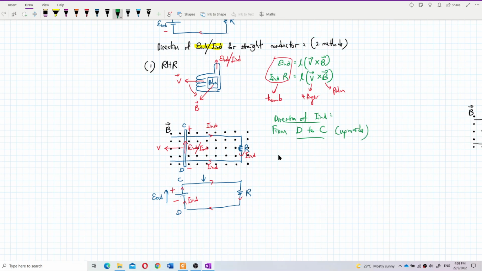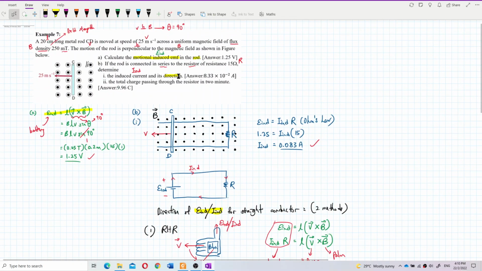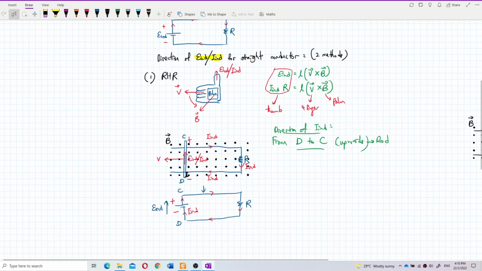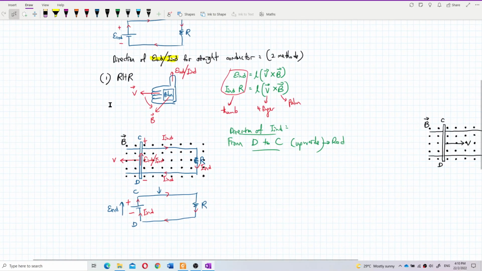For the rod, it is upwards. But for the resistor, it's downward. So it's a different thing. For the rod, it is upwards from D to C, but for the resistor, it's downward. So you need to check the question. Does it say the direction of current in the resistor, or the direction of current in the rod DC? If in the rod DC, the direction of current is upward. But in the resistor, the direction of current is downward. That's the first method.